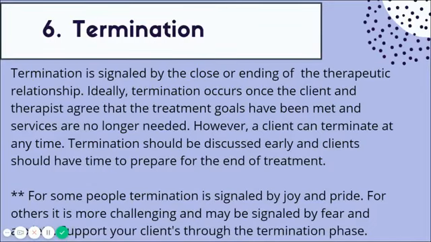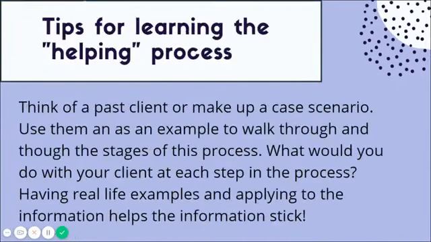So termination, like I said, it's usually a process and we're ending the therapeutic relationship in some sense. So those were the 6 steps of the helping process, starting with the engagement phase and ending at termination. Remember, this is important to know for those questions that are what you do first or what you do next.